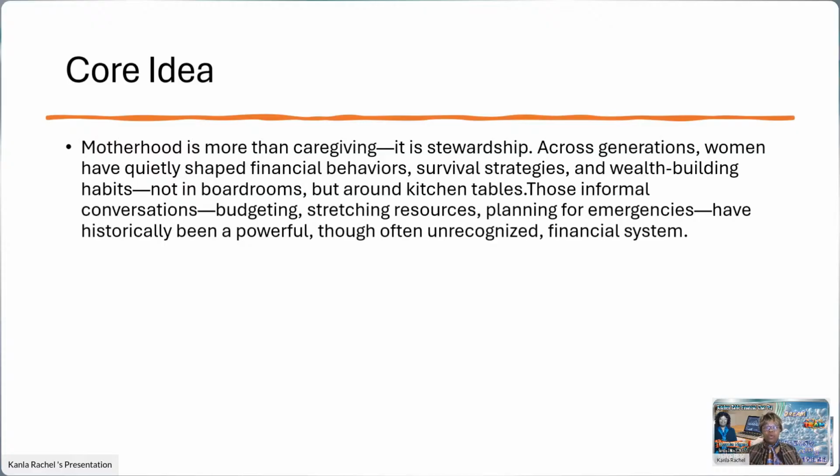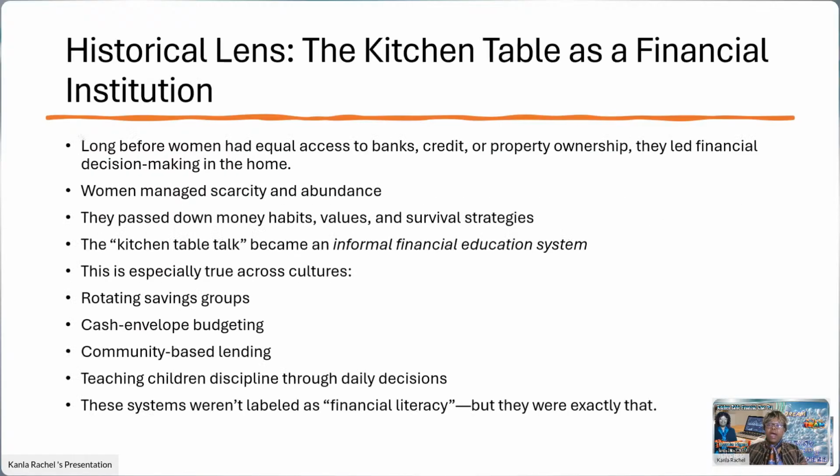And what are some of those informal conversations that we have when we sit at our kitchen table? Budgeting, the planning for emergencies. And I mean, for those of us that are older generation, we know these were informal ways of having conversations in the house. So through a historical lens, I want us to look at what the kitchen table meant as an institution or as a structure.